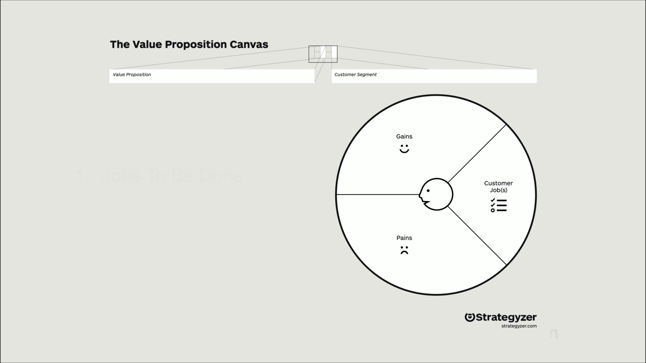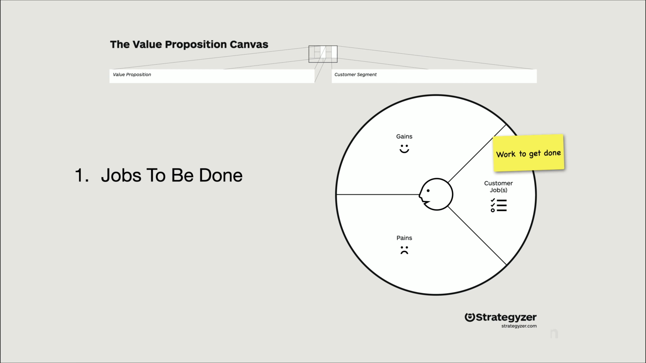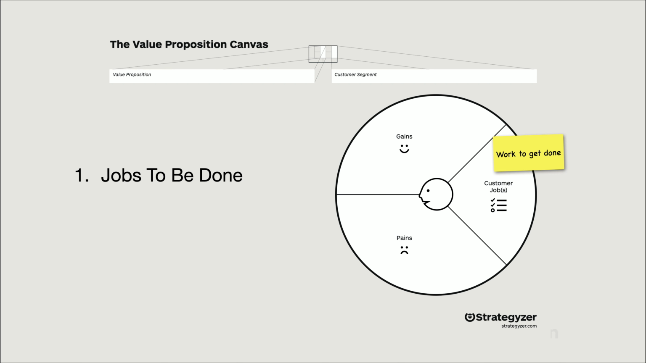And what we're doing here is we're looking for, firstly, their customer jobs. Now, customer jobs sounds like a kind of weird idea, and jobs to be done definitely sounds like a strange phrasing. And what jobs to be done really is all about is understanding what work people are trying to get done.